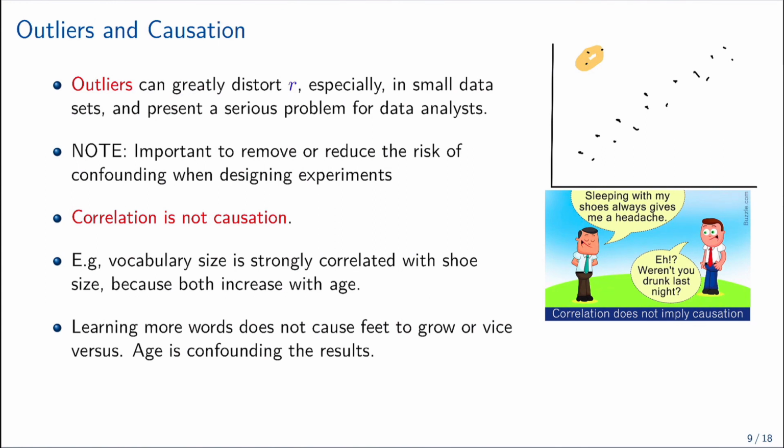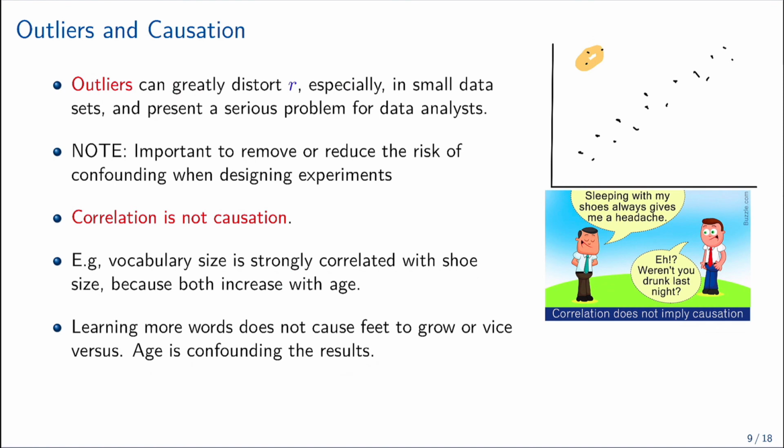The other important aspect is causation. Correlation does not imply causation, as you can read from this cartoon, and it is very frequently misunderstood in that way. I'll give you an example. The vocabulary size is strongly correlated with the shoe size, because both increase with age. However, learning more words does not cause the feet to grow, and vice versa. So age is a confounding factor of the results.